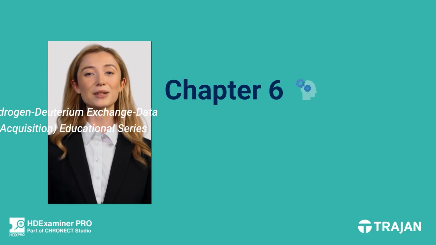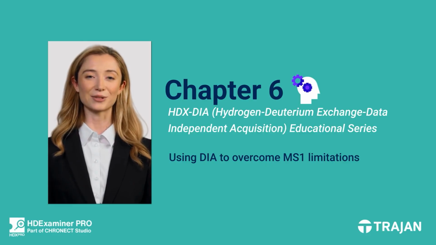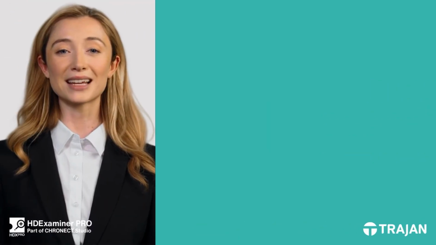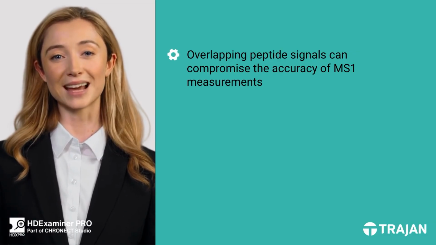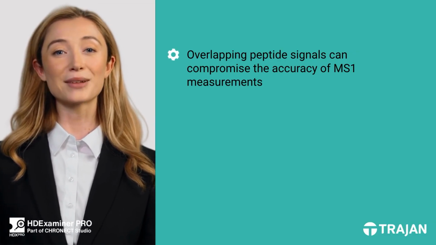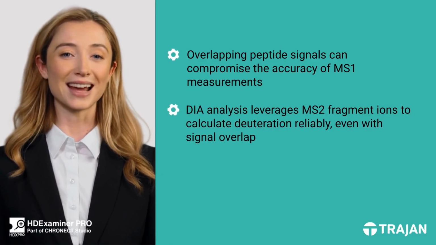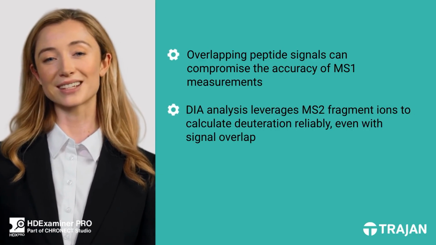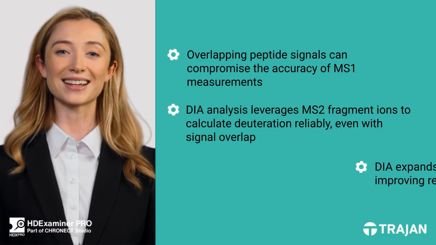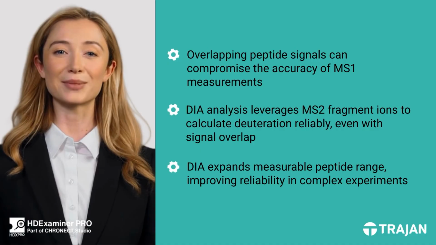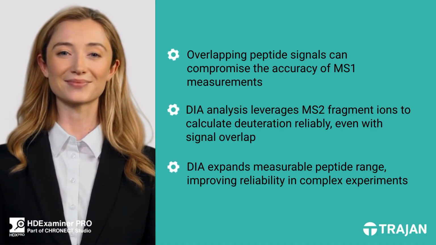In Chapter 6, we'll explore how DIA provides solutions where traditional MS1 analysis can fall short. You'll see an example where overlapping peptide signals make MS1 measurements inaccurate or even unusable. Then we'll compare that to DIA analysis, where fragment ions in MS2 space allow us to accurately calculate deuteration despite the overlap. By the end of this chapter, you'll understand how DIA expands the range of peptides that can be measured, offering more reliable results in complex experiments.